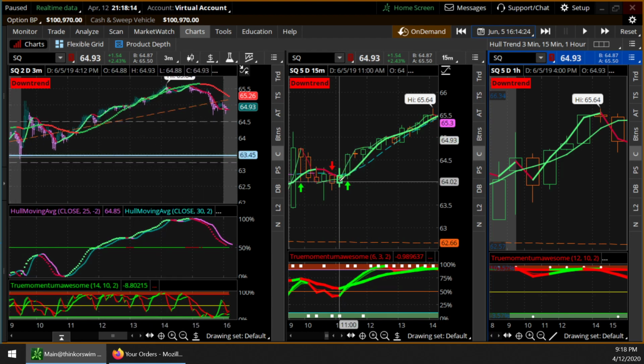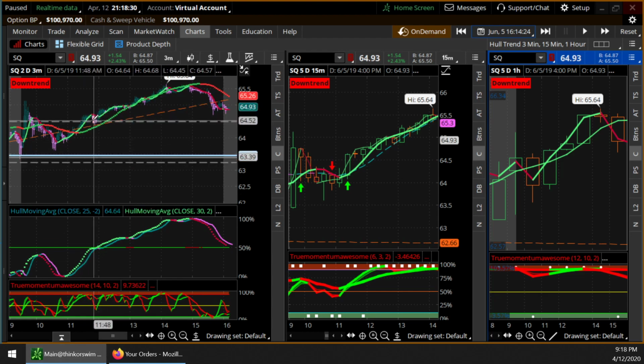You can line this up. What is this? 11:15. You can line your entry up with the 3 minute here. See, your 90 is green, your 25 and your 35 are green, your 17 is green. So at any point through here, you could have used any one of these setups to make your entry.